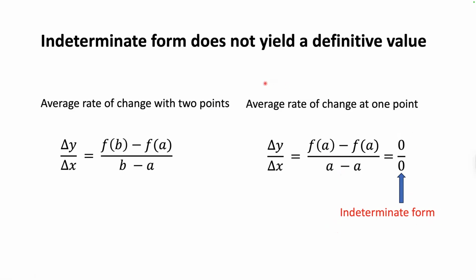This indeterminate form does not yield a definite value. It means we can't calculate. We have a problem. We can't find the instantaneous rate of change at one point. How can we overcome this problem and find the slope at a single point?